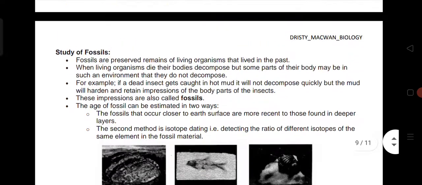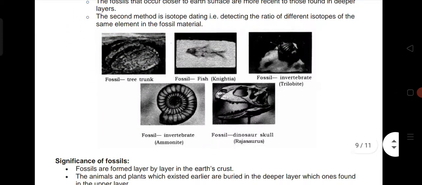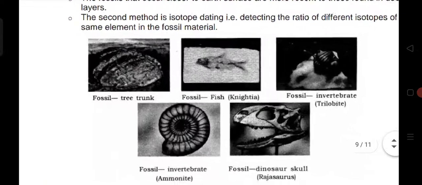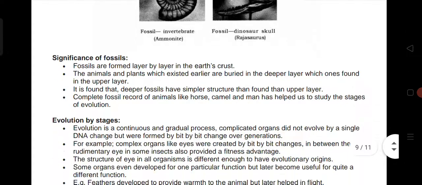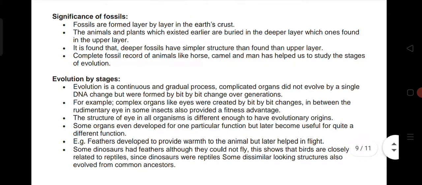So this is about the study of fossils, and these are several pictures of fossils which were initially found by different people. Now, what is the significance of fossils? Fossils are formed layer by layer in the earth's crust. Some of the ancient fossils are found in the deeper layers of soil or earth, and a few are found in the upper layers.